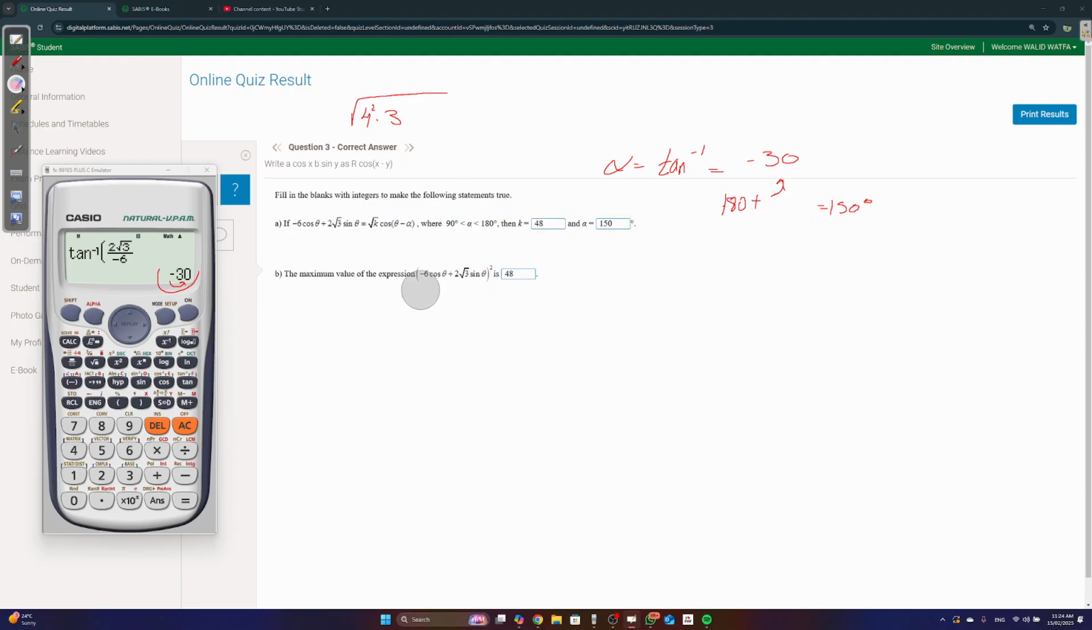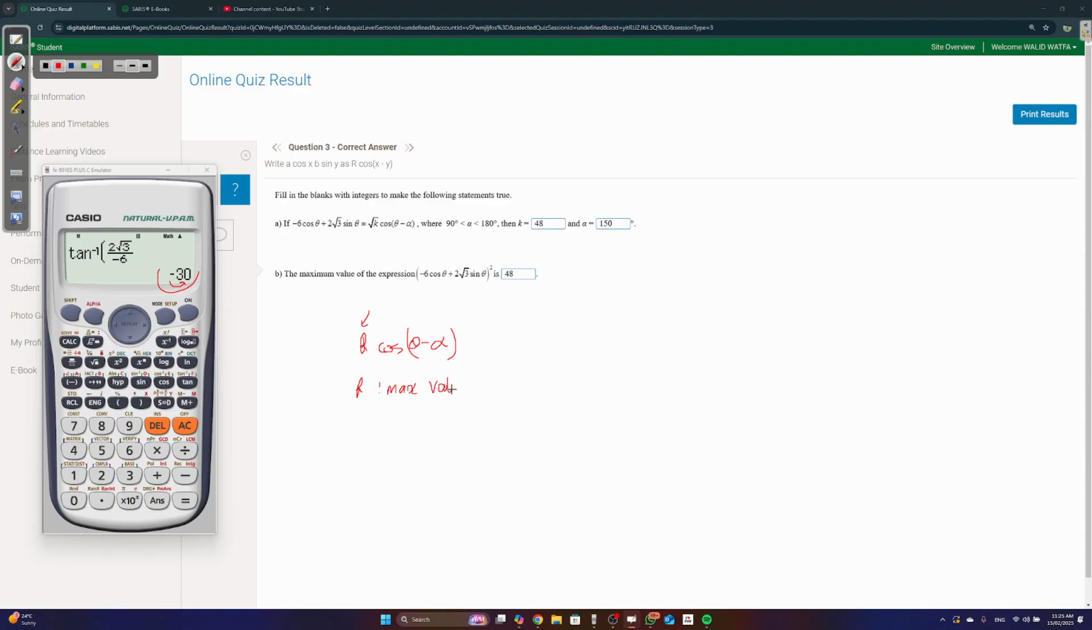When you rewrite it and you get your nice equation that looks like this, r cosine theta minus alpha, you need to know that r is also the maximum value of a cosine x plus b sine x. The maximum value of this would be r. You need to know this. You wrote it like this, isn't this the same as this? What's the maximum value of this? Wouldn't the maximum value of this be the same as the maximum value of this since they're the same equation?